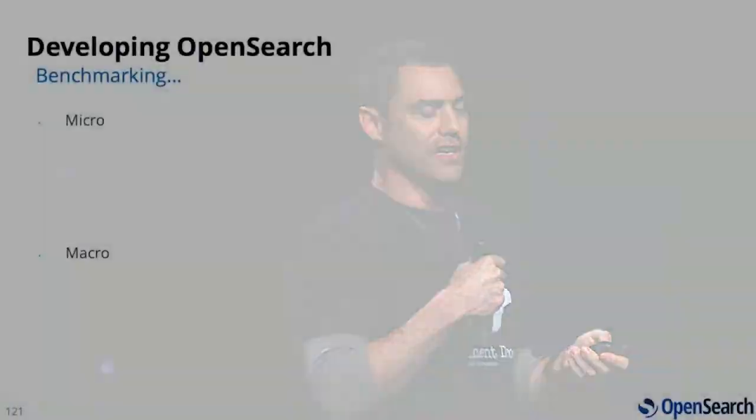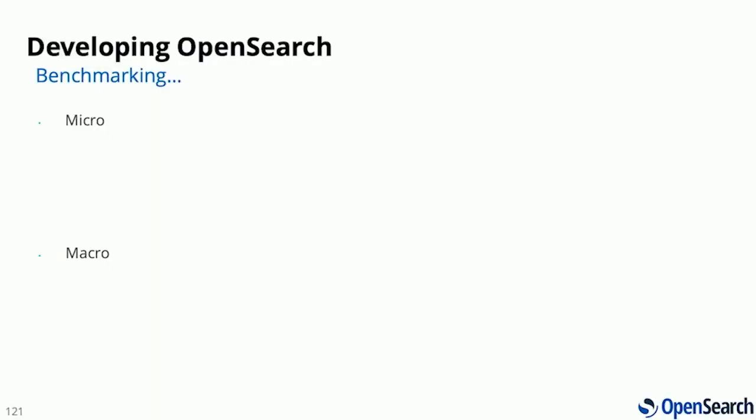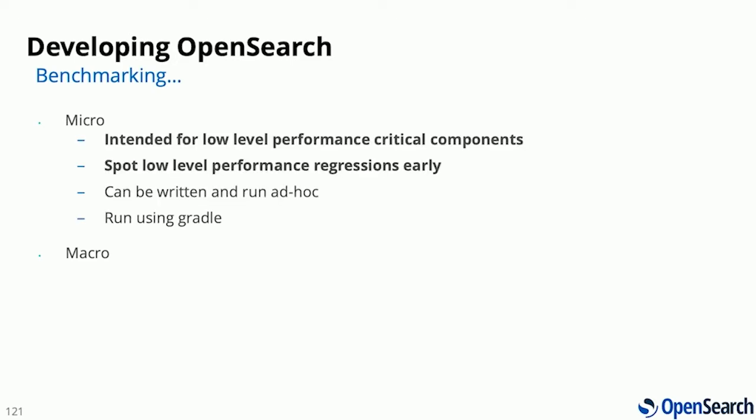Okay, so we've built it, we've written good tests, we're passing our builds. Now benchmarking, which is also probably more neglected than tests, right? So how do we know that we're not regressing OpenSearch? Well, we have two kinds of benchmarks. We have micro benchmarks, which very few people are familiar with, and we have macro benchmarks, which a lot of people are familiar with. The micro benchmarks are probably the easiest for you to run.